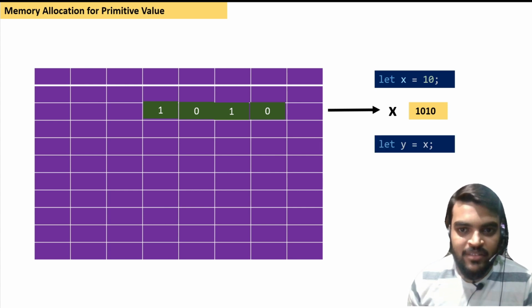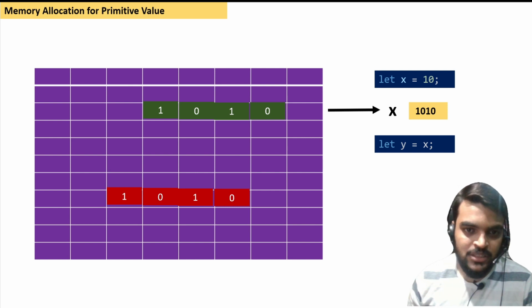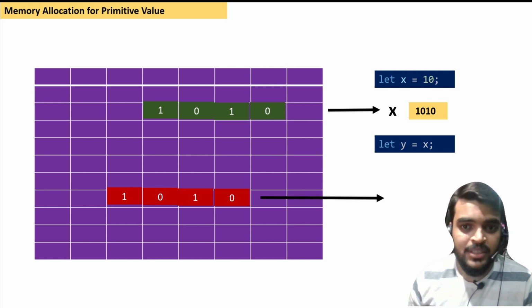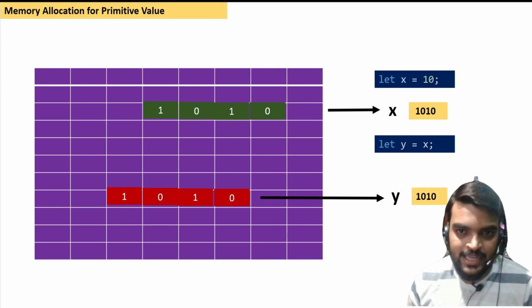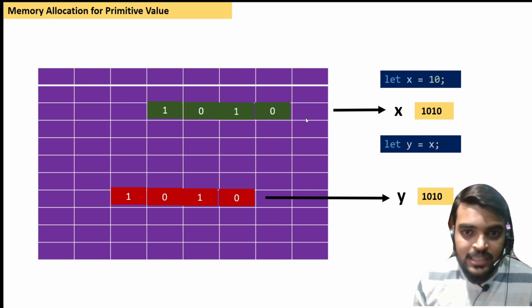Now let's say I'm copying the value of x into y. Then another set of blocks will be occupied in the memory, okay? That is also 1010, in a different location. So that is now my y. Now it has 1010 again. But there is no link between x and y, right? Because they are stored in different locations. So that is the main property of primitive data types. We are copying the value, okay?